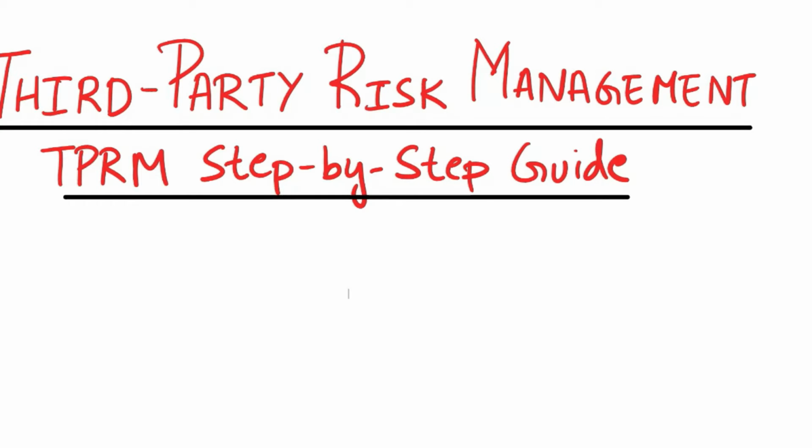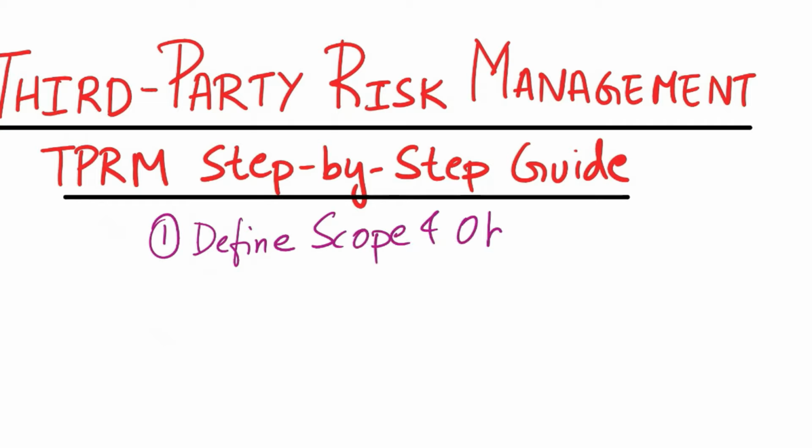Today we'll see a step-by-step guide for implementing a third-party risk management program. Third-party risk management is a crucial process to ensure that external vendors and partners do not pose significant risks to your organization. First step is define scope and objectives.